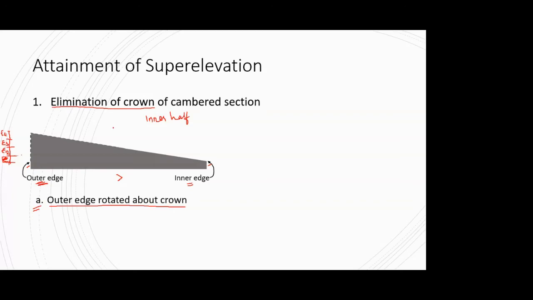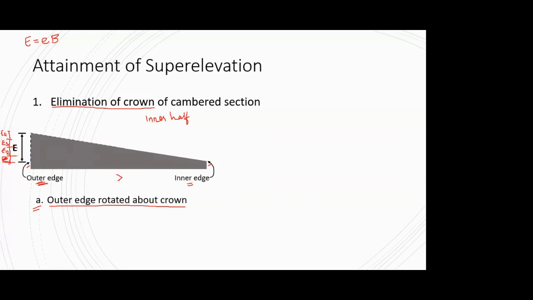So this is the first method, or method number 1A, of raising the outer edge over the inner edge by rotating the outer edge about the crown and eliminating the crown. And this total raising will be capital E. We have seen in the previous numerical that capital E is nothing but the superelevation that you provide, or the slope, tan theta, into the width of your pavement.